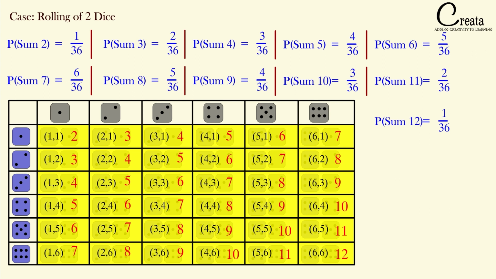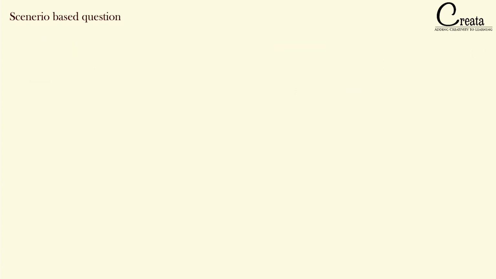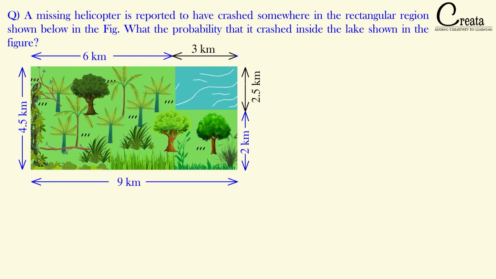The other type of question that you can get is the scenario based question. Like one question we have done regarding the crashing of the helicopter. One area is given, a rectangular region, and one lake is given in that rectangular region. The helicopter has crashed in this rectangular region, and we have to calculate the probability of the helicopter crashing in the water region. So these types of scenario questions are also asked in the exam.